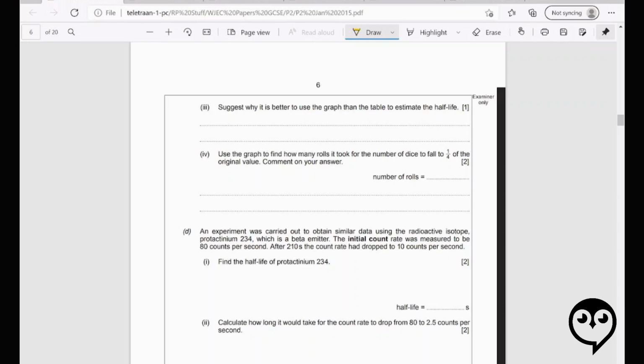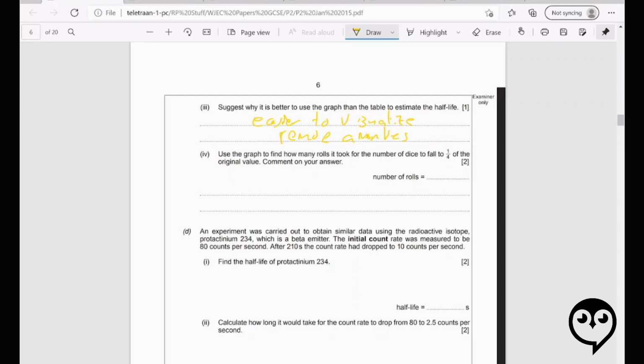Right. Why is it better to use a graph than a table? Well, it's just easier. It's easier to visualize. It's easier to visualize and remove anomalies. Remove anomalies. We'll see what they say.